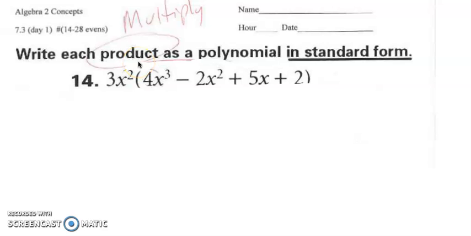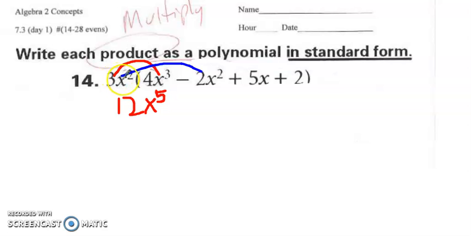Hello class. We are going to review our week of distance learning, starting with day 1 of 7.3, where we're distributing across parentheses. Remember, we are going to multiply the front numbers, and we are going to add the exponents. So first here I'm going to multiply 3 times 4 to get 12, but then the x's I add together to get x to the 5th.